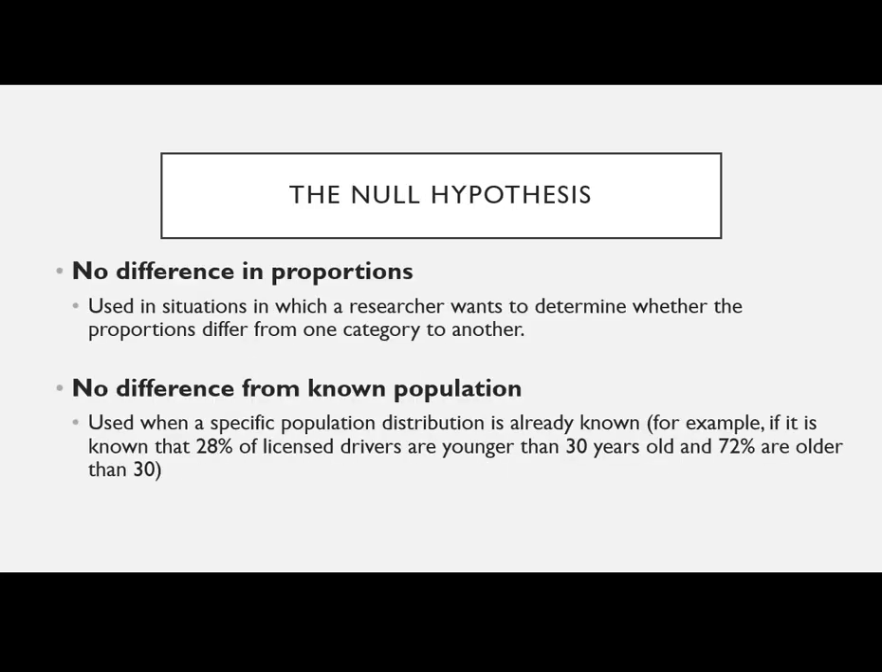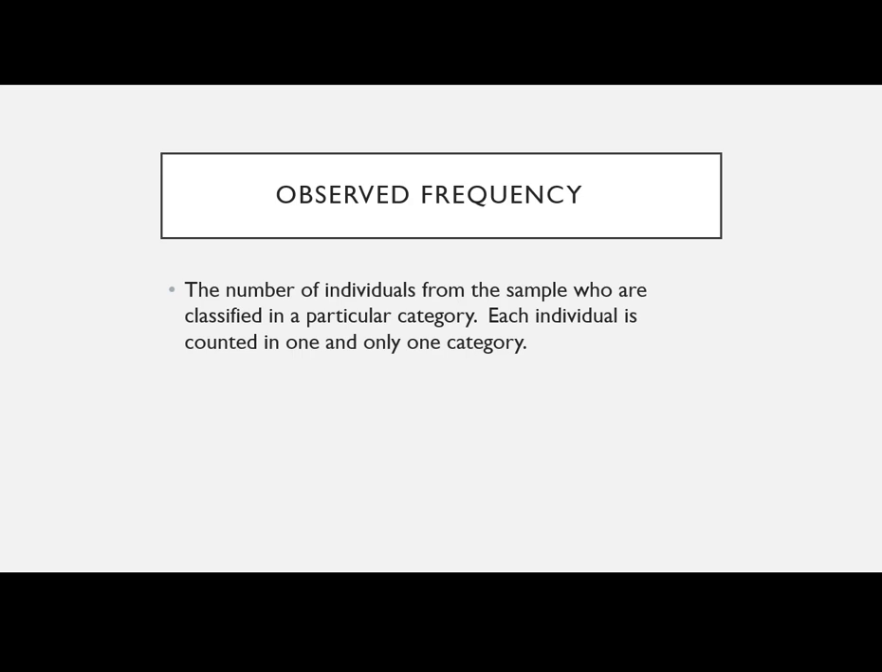So the null hypothesis could be that there is no difference in proportions. We use this in situations in which researchers want to determine whether the proportions differ from one category to another. Or we can say there's no difference from a known population. So we use this when a specific population distribution is already known. For example, if we know that 28% of licensed drivers are younger than 30 and 72% are older, we would test against those known population parameters, or population proportions.